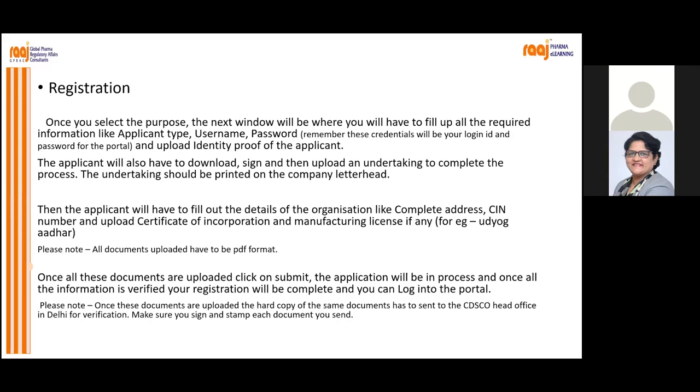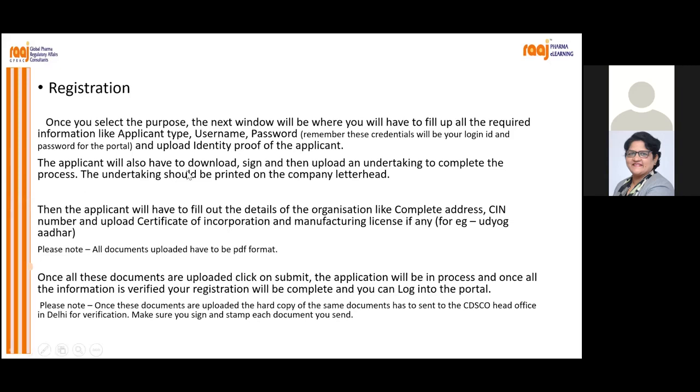Then there is also an undertaking. The undertaking is basically saying that, XYZ, I am the manufacturer of this particular company, I work for this particular company. Then you have to appoint a representative who will be handling all of this, and they should sign and stamp it, print it on a letterhead and upload that undertaking. I'll show you what the undertaking looks like. It's a basic blank format. You just fill it up, print on the letterhead and then upload it.